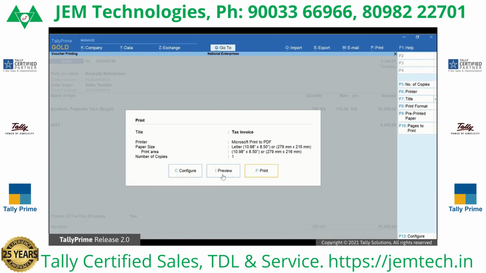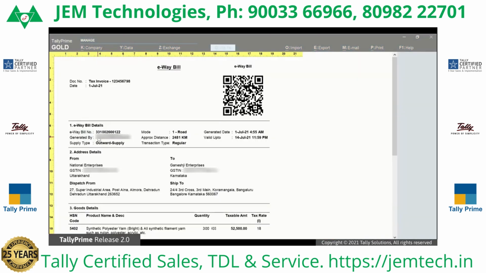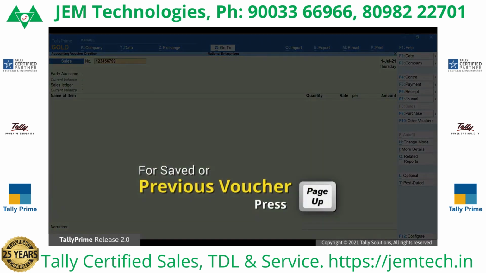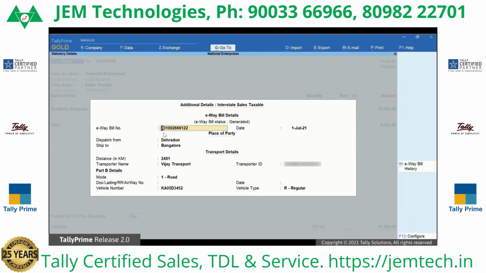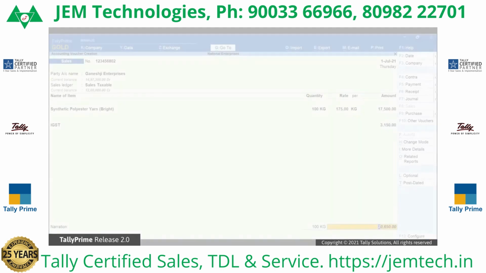Thereafter, the preview of the invoice appears. Press page down. You can view the generated e-way bill with all the relevant details and QR code. Moreover, in the additional details screen, the e-way bill number and date get updated. Now, let's look at other configurations possible in e-way bill.